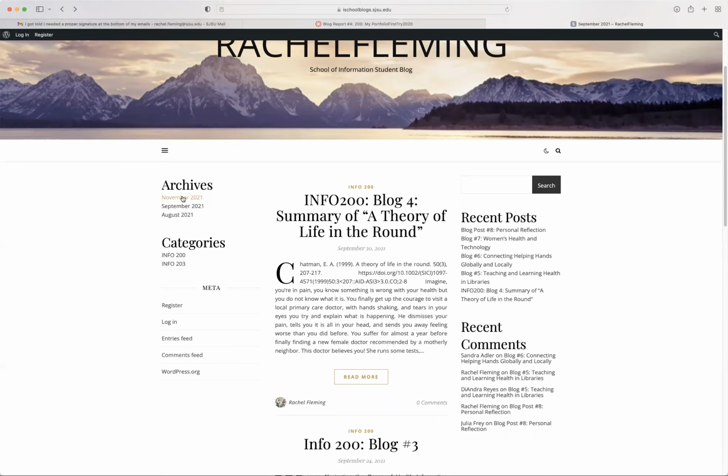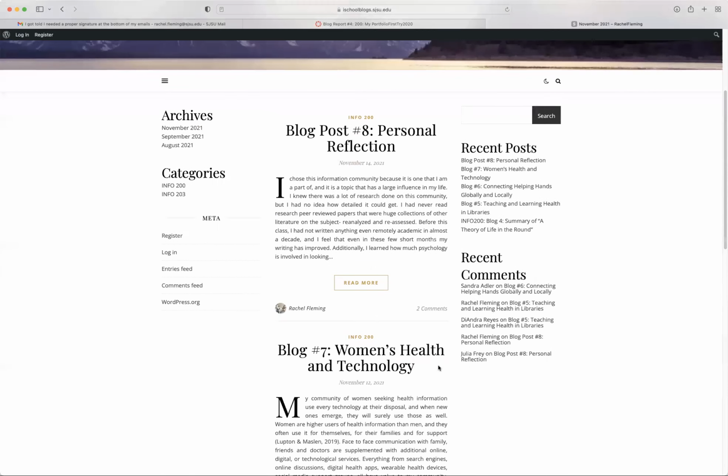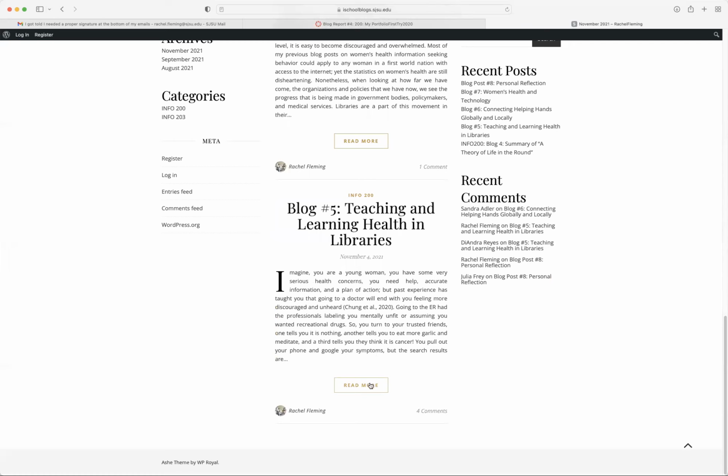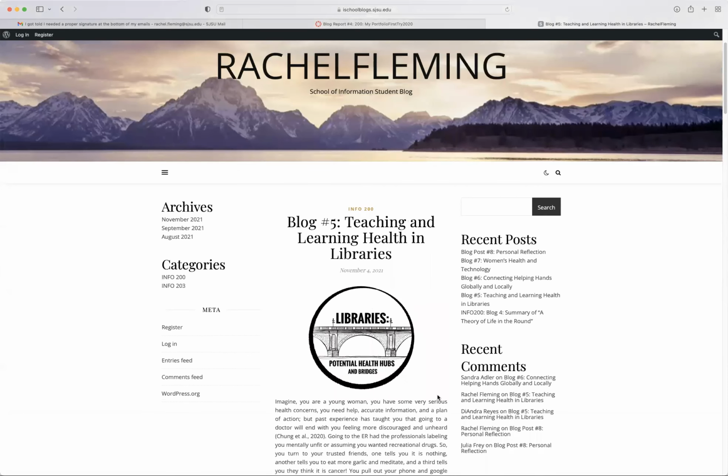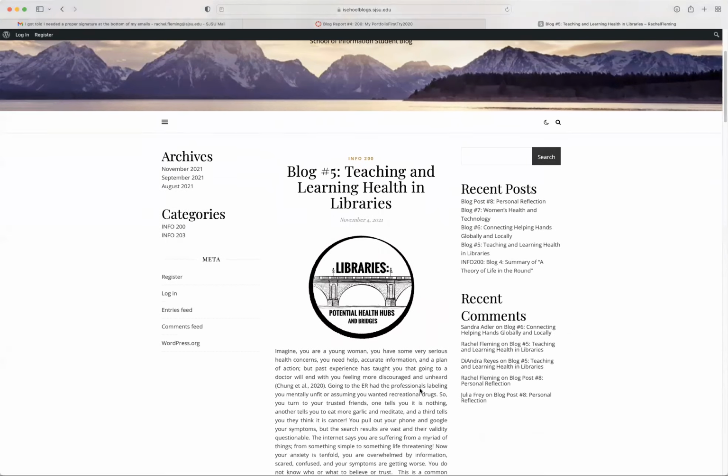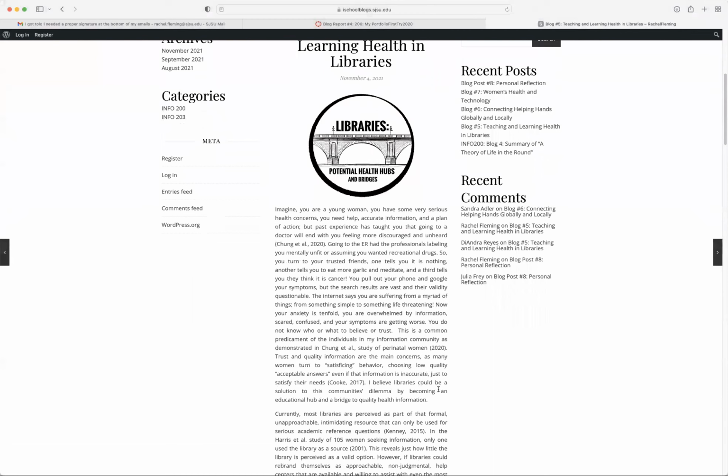So then we go to November. So scroll down here to the bottom, blog post five. Again, I did another image because I felt that having a graphic design element was really helpful. So for me, I chose libraries basically as bridges between health information and resources and providers and people who need it and just struggle to find it. So I really started looking into how, over the next 20 years, what role libraries are going to play within women seeking health information.